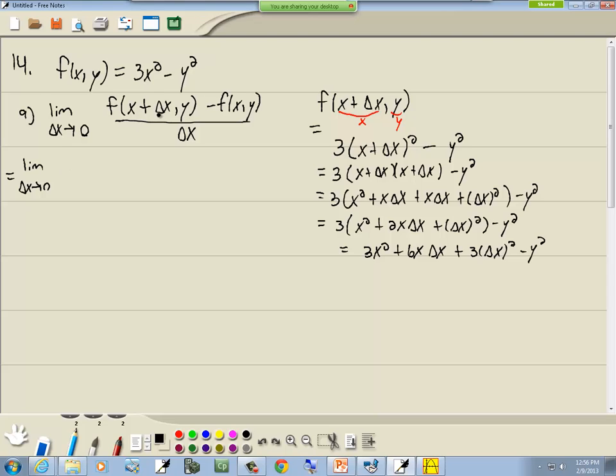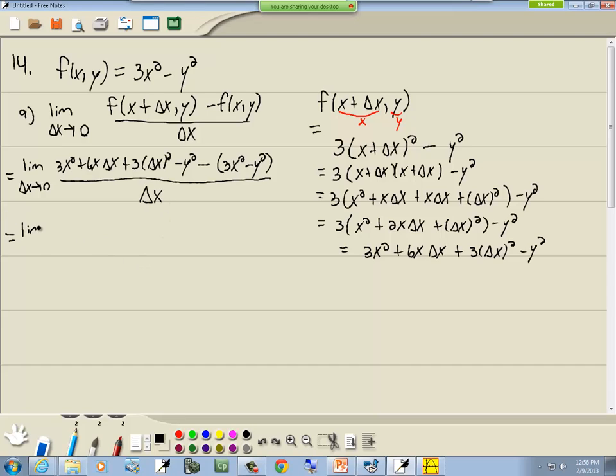Well, this f of (x plus delta x, y) is this right here, so I'll plug that in. So I got 3x squared plus 6x delta x plus 3 delta x squared minus y squared, minus f of (x, y), which is this up here, which is 3x squared minus y squared. Notice I put parentheses around it because that minus has to flip the sign of everything.